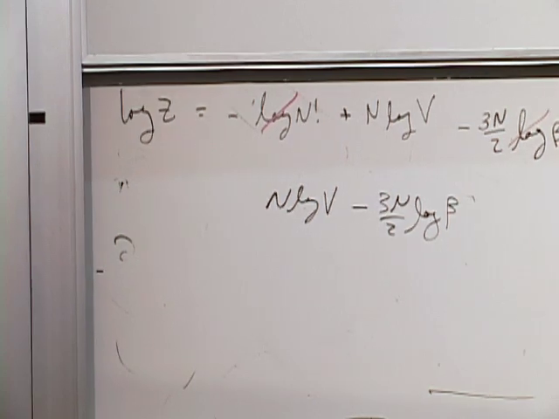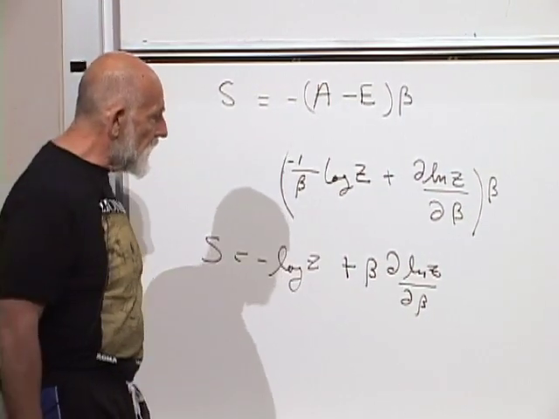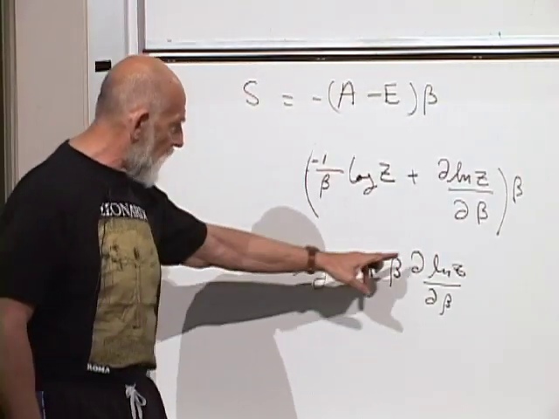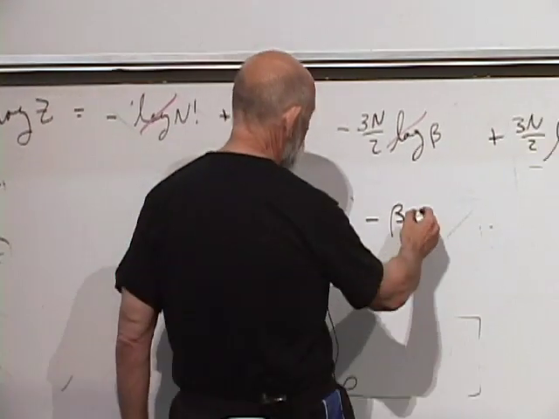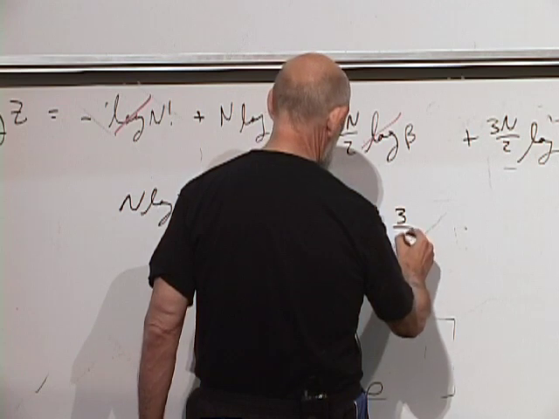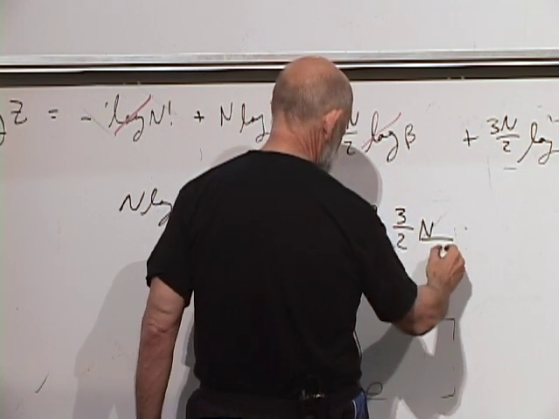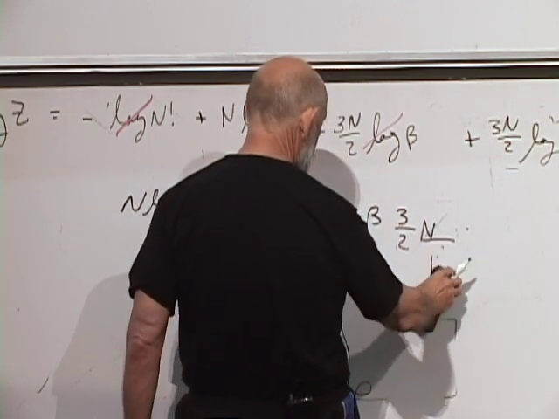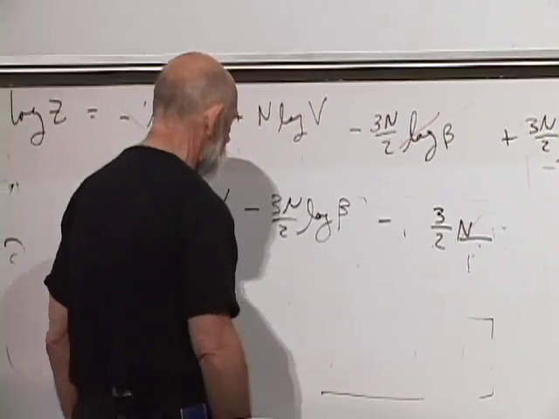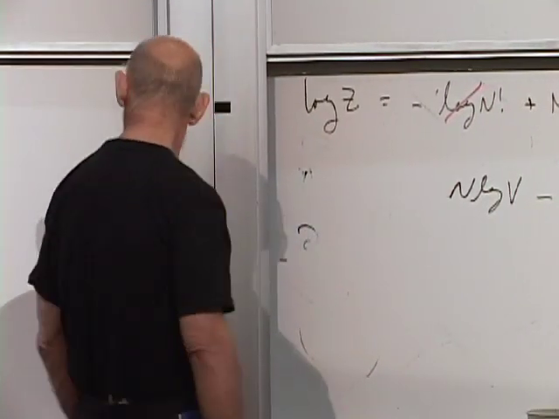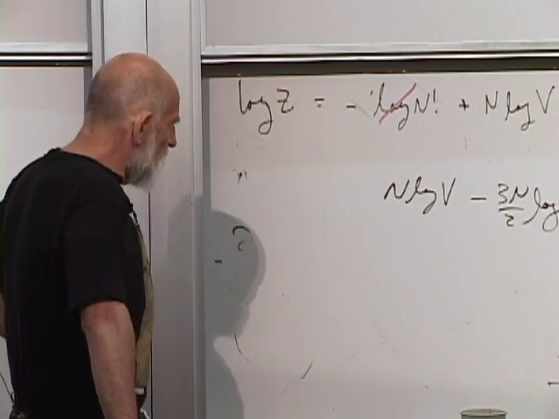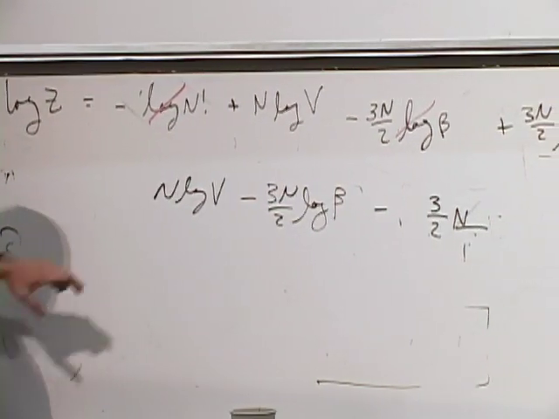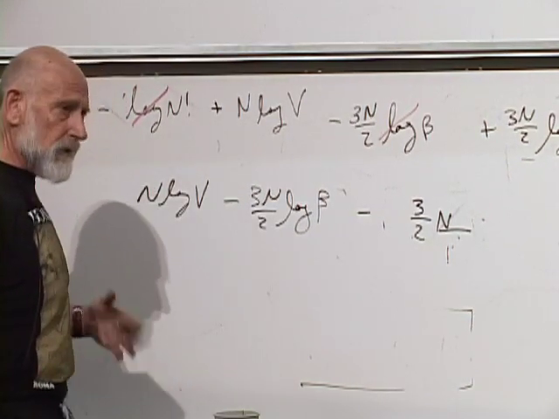And then beta d log z by d beta, but this is just the energy. D log z by d beta is minus the energy, so this is minus beta, I think it's minus beta, times the energy, and what was the energy? The energy was 3/2 n times t over beta. Sorry, the betas cancel, I think. Did betas cancel? I think the betas cancel. Why did the betas cancel? Yeah, the betas cancel. So this is the entropy, and the entropy involves logarithm of beta.